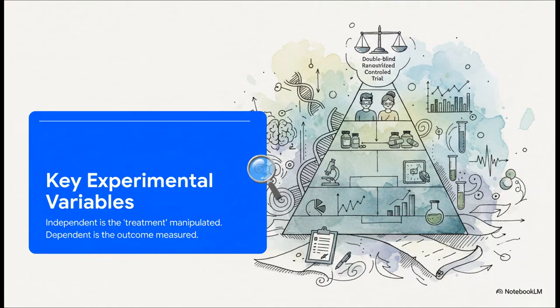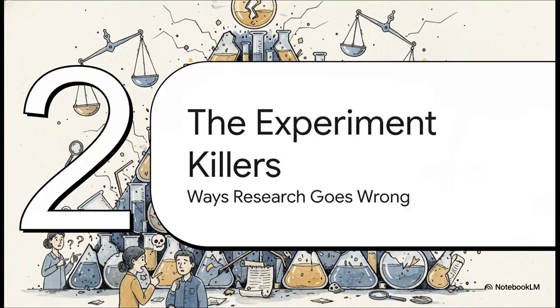Now, in every single experiment, you've got two main players. The independent variable, that's the thing the scientist is messing with, the new drug, the therapy, the app. You can think of it as the potential cause. Then you have the dependent variable. That's the outcome they're measuring to see if anything actually changed. That's the effect. So, does this new fertilizer, the independent variable, make the plant grow taller, the dependent variable? It's really that simple.